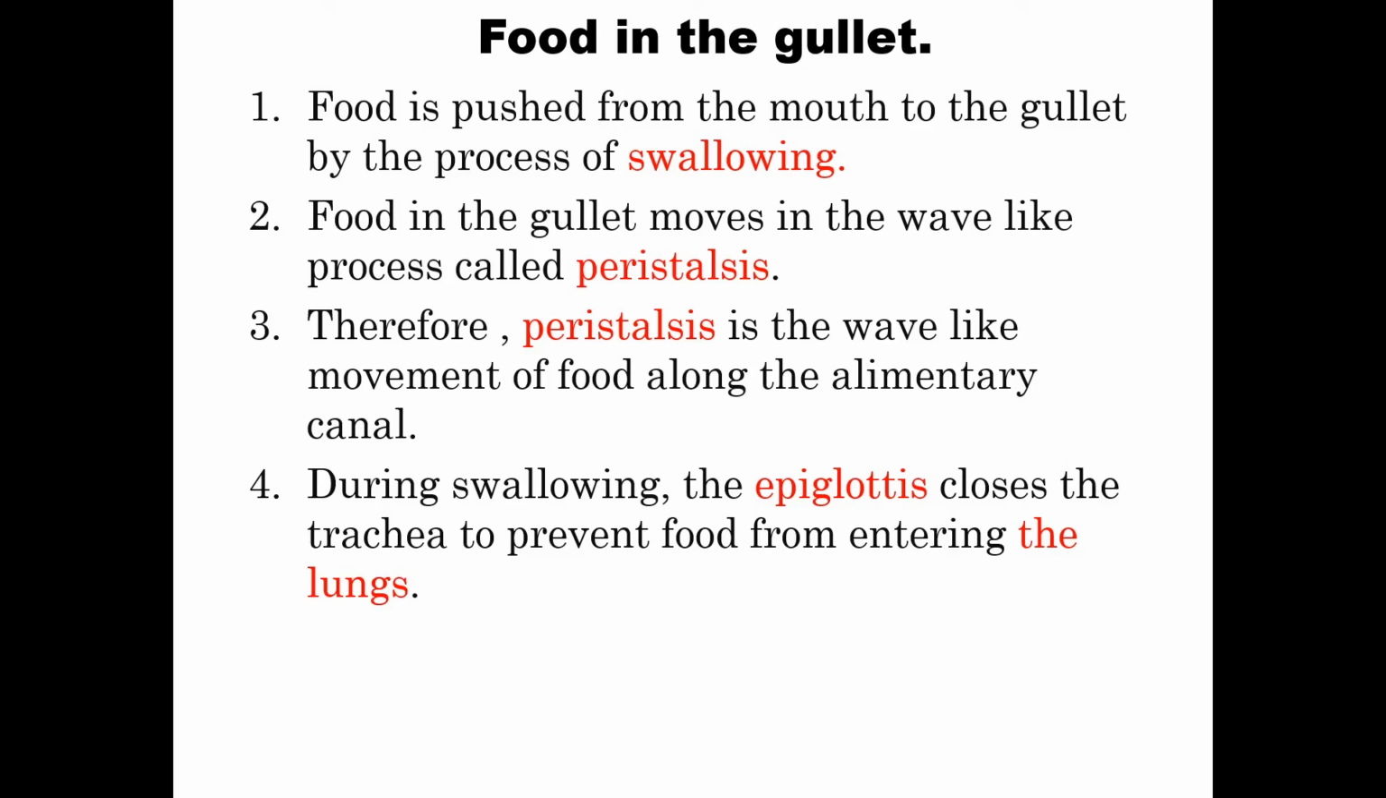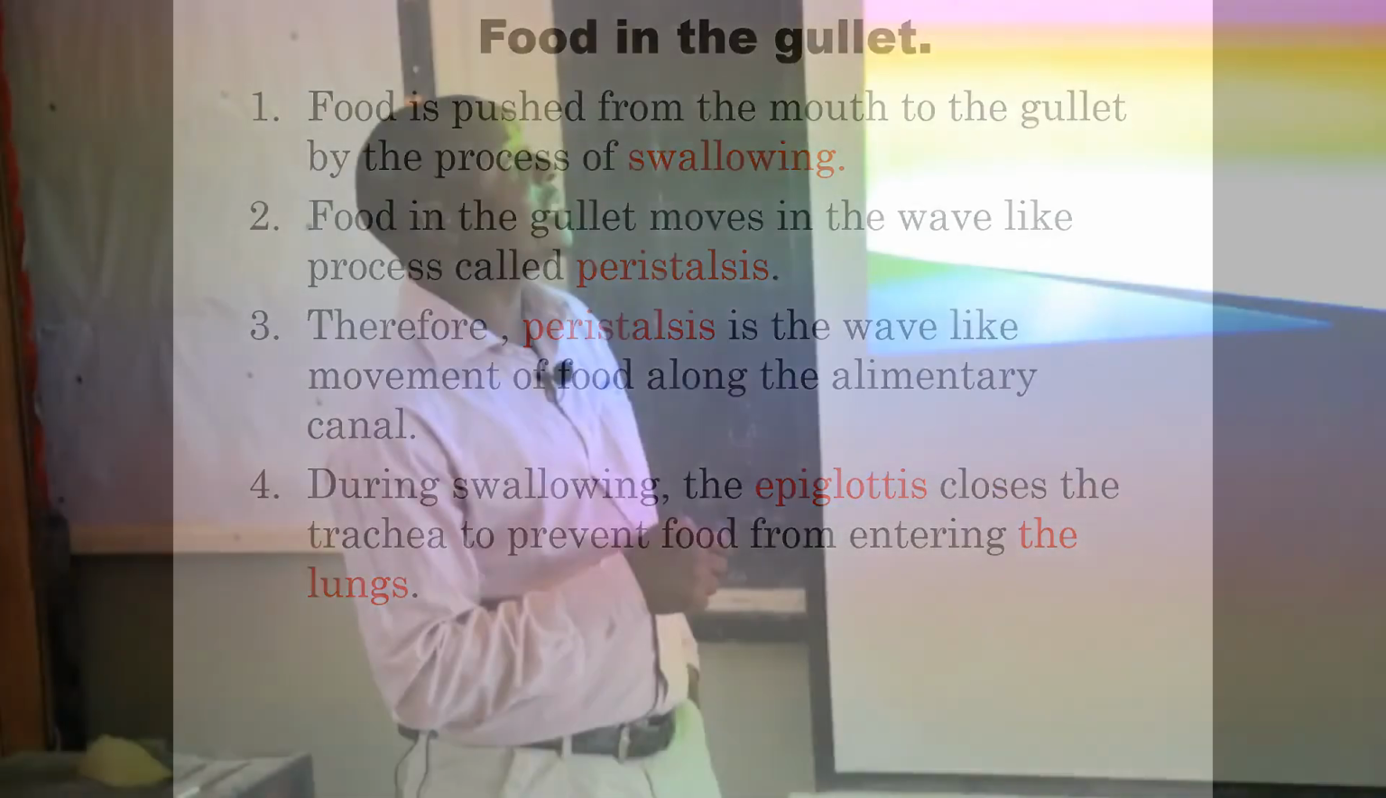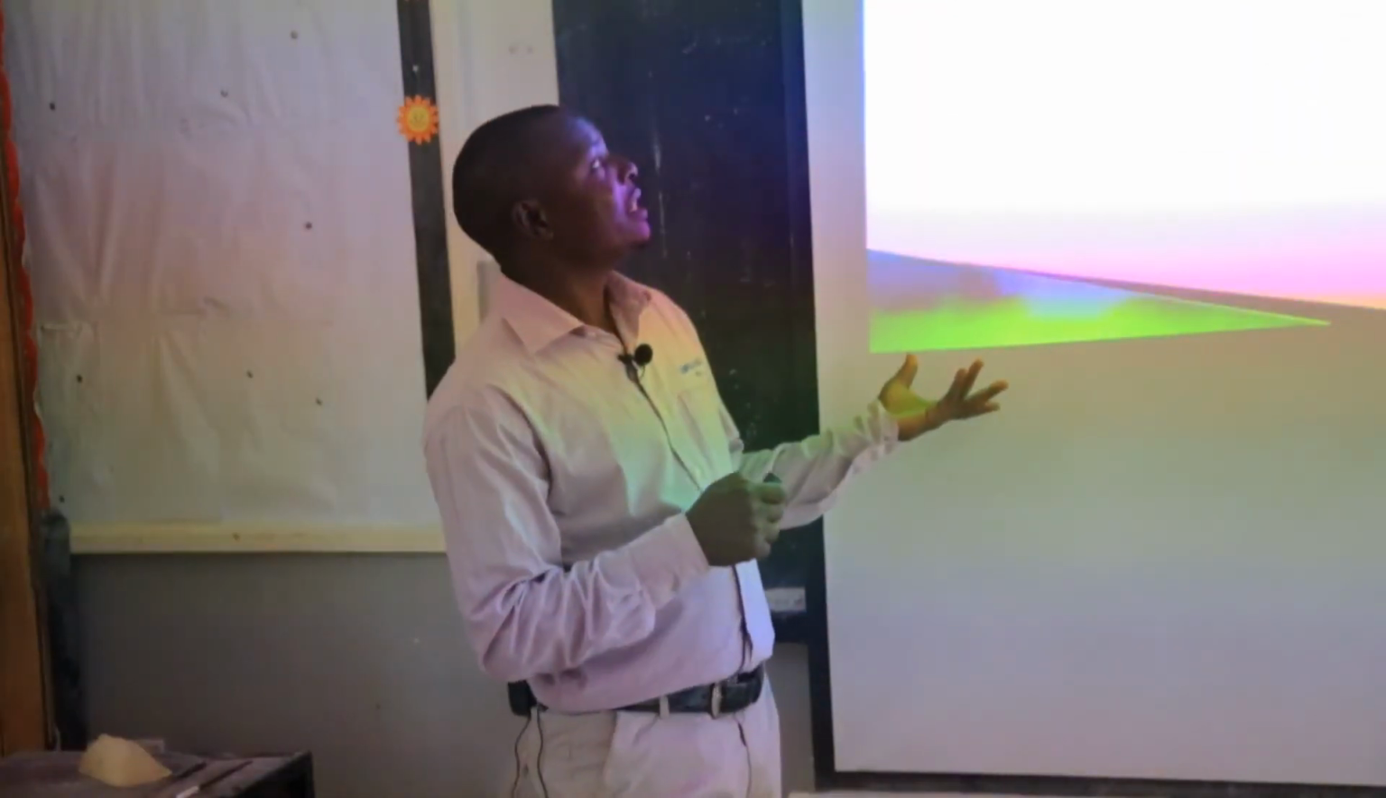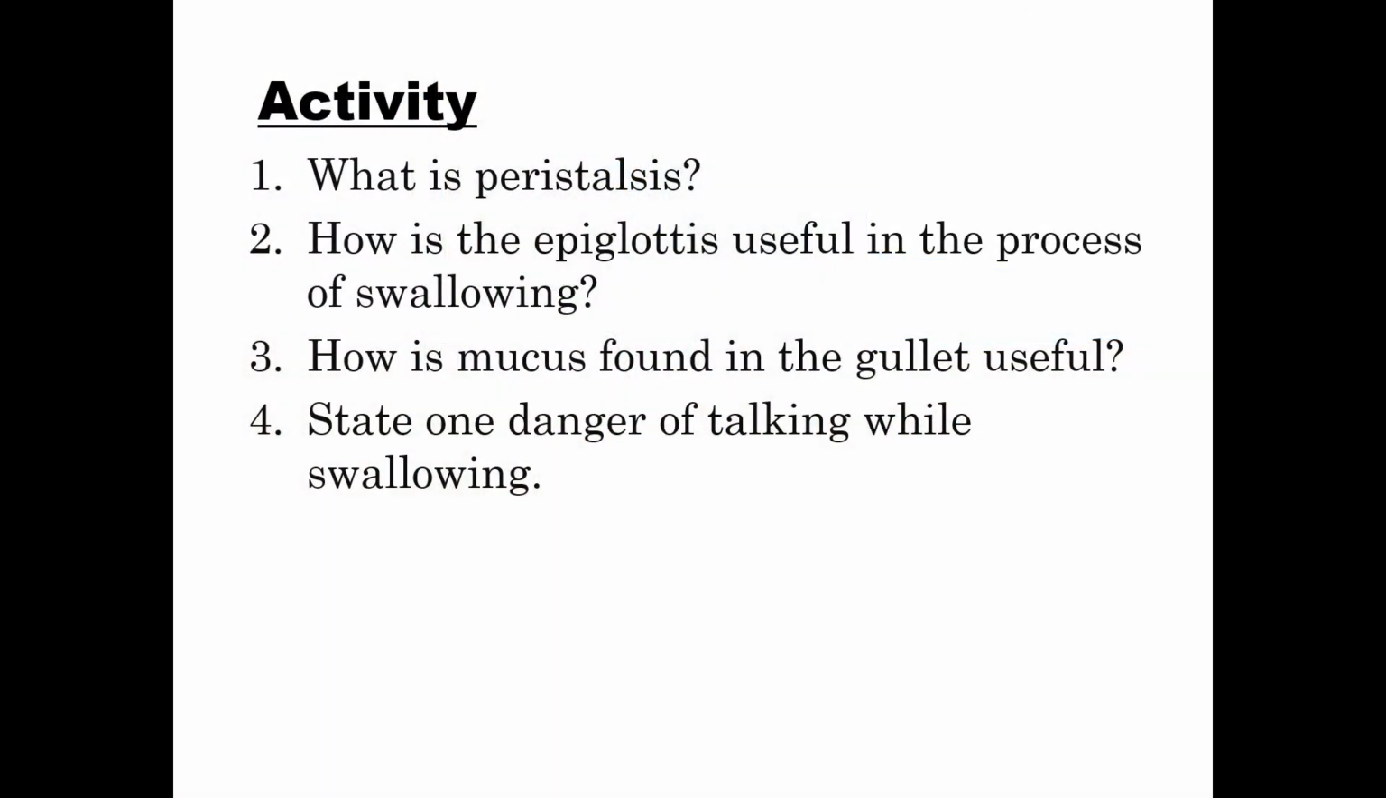And it will lead to choking. Therefore, you'll just do these four numbers, and when I come back, we shall go through them again. The first number is what is peristalsis. Number 2, how is the epiglottis useful in the process of swallowing? 3, how is the mucus found in the gullet useful? 4, state one danger of talking while swallowing food.